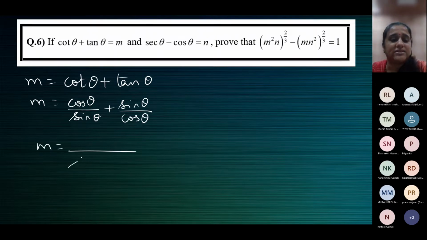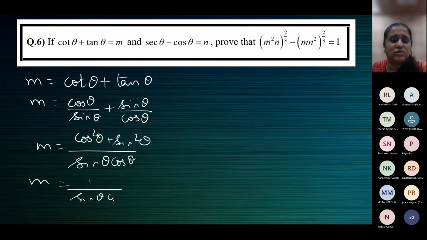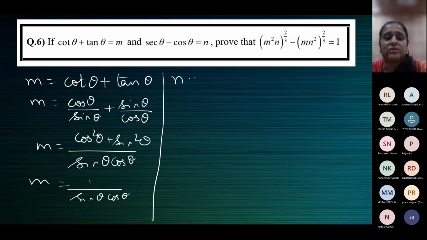You can take sin theta cos theta as a common denominator. So you get cos square theta plus sin square theta. So m is equal to 1 by sin theta cos theta. Looks pretty simple, no? Like when you change cot and tan to sin and cos, we have a simpler version only. 1 by sin theta cos theta. Looks good. Let's check with this one.